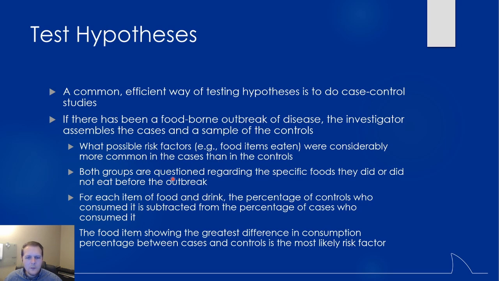You'll question both groups regarding the specific foods they did or did not eat before the outbreak, and that will help you isolate it down to maybe one particular food or one particular drink, as the case may be. And the food item showing the greatest difference in consumption between the cases and the controls was probably the most likely risk factor.